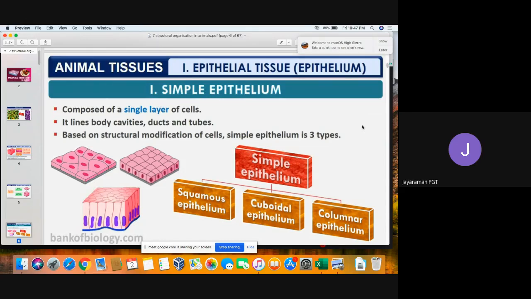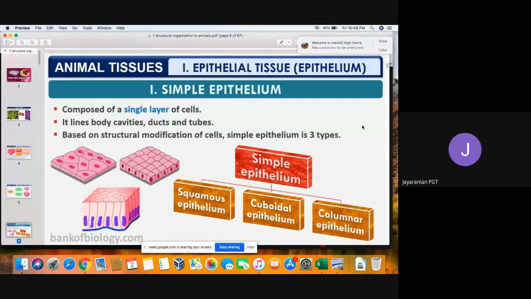Based on the structure, simple epithelium is divided into three types: squamous epithelium, cuboid epithelium, and columnar epithelium. So remember what question is asked, and based on that you have to write. For three marks, we may ask you to comment on simple epithelium, write a note on simple epithelium, or give an account of simple epithelium. That means you have to write all three.